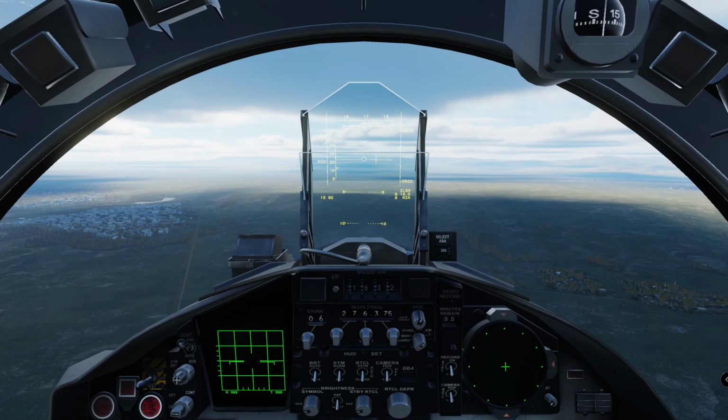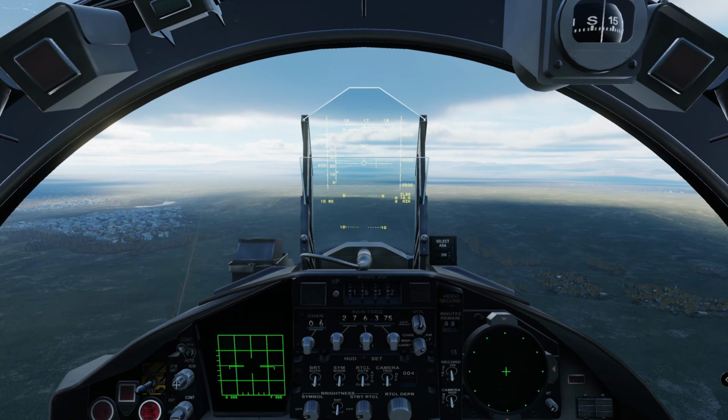And that's it, guys. That's really all there is to recovering from stalls in the F-15C.